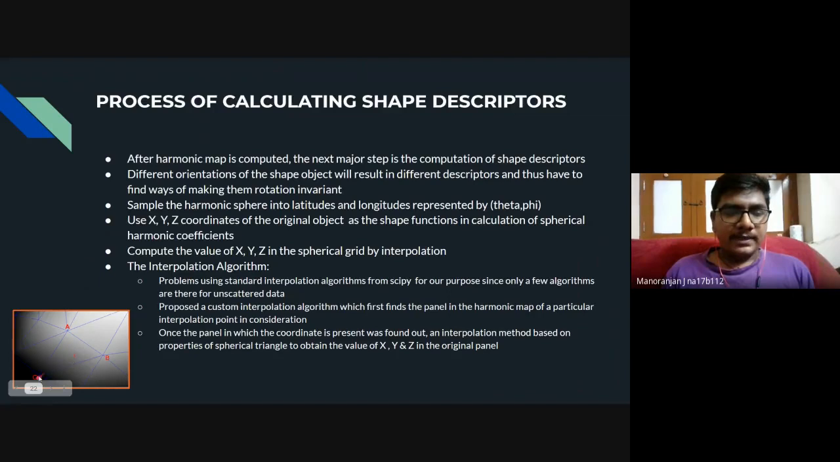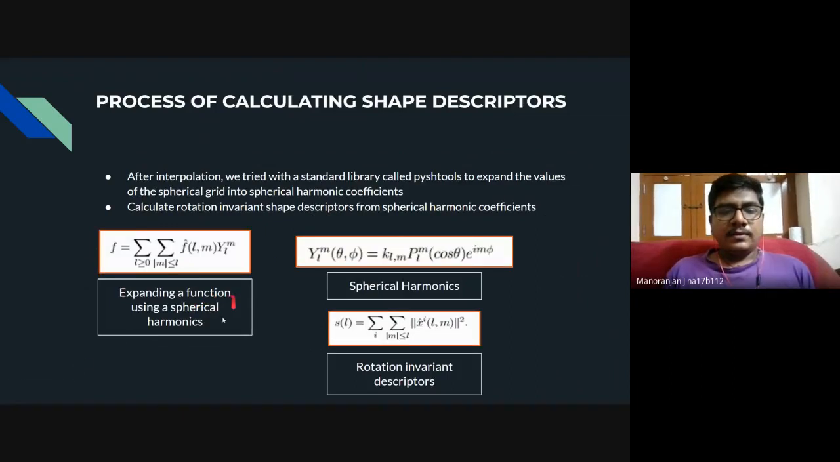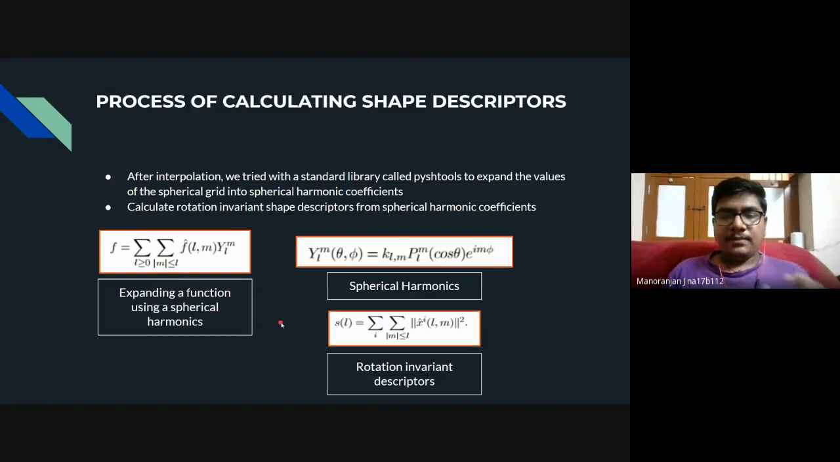What we'll do is compute the area that the point and the other vertex in the triangle make, to come up with a weight value, which can signify what the x, y, z of the corresponding theta comma phi means in the original 3D object. Once we have that, we are all set to compute the Fourier coefficients, or in this case, the spherical harmonic coefficients. We compute those, and as I said before, we have to make them rotation invariant.